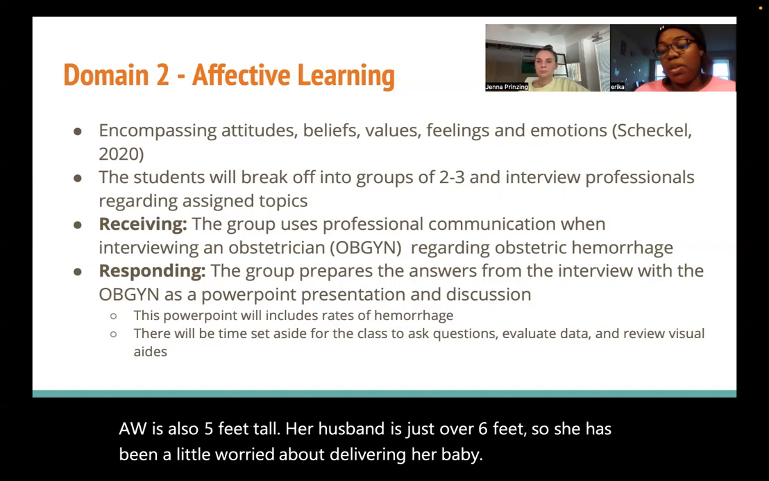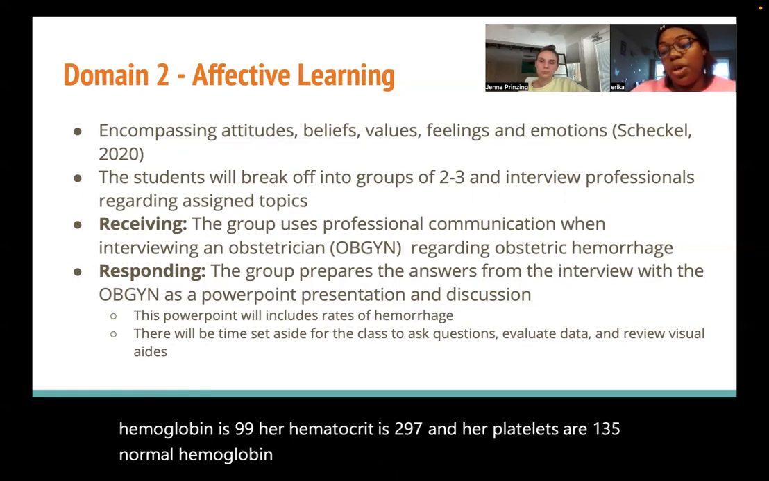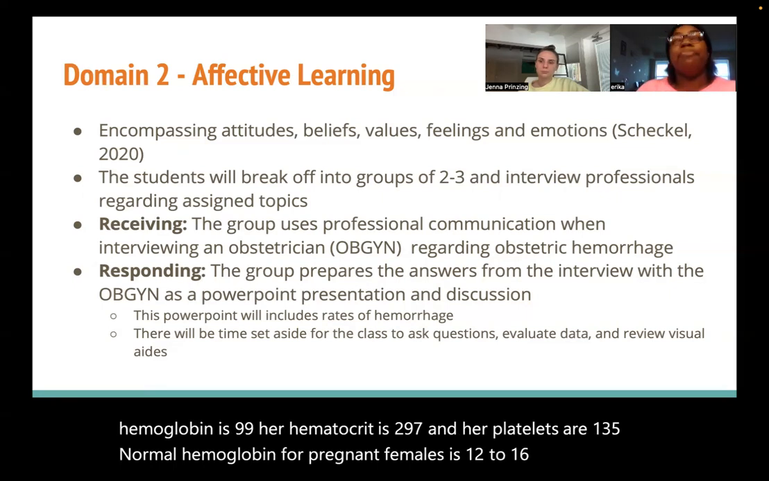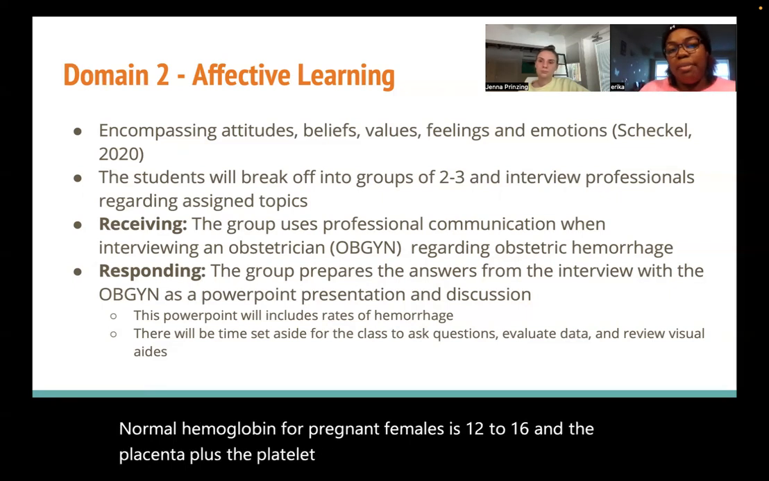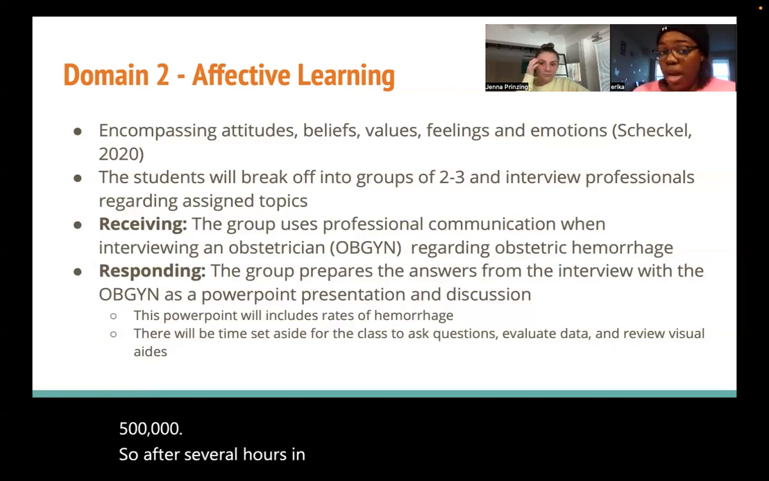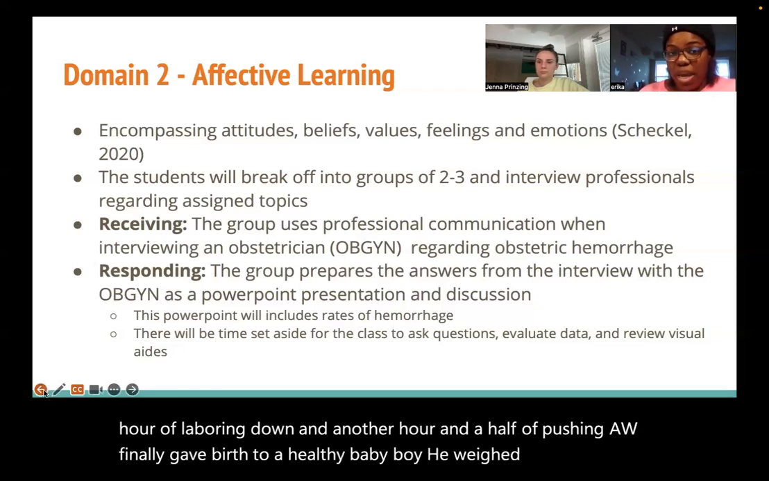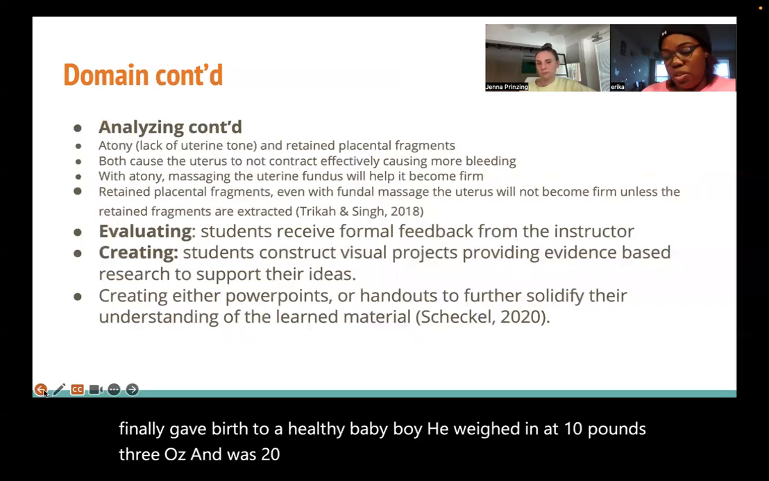Labs were drawn when she was admitted to the hospital. Her hemoglobin is 9.9. Her hematocrit is 29.7, and her platelets are 135. Normal hemoglobin for pregnant females is 12 to 16, and the platelet level should be in between 450 and 500,000. So after several hours in labor, including 2 hours of pushing, 1 hour of laboring down, and another hour and a half of pushing, AW finally gave birth to a healthy baby boy. He weighed in at 10 pounds, 3 ounces, and was 22 and a half inches long.